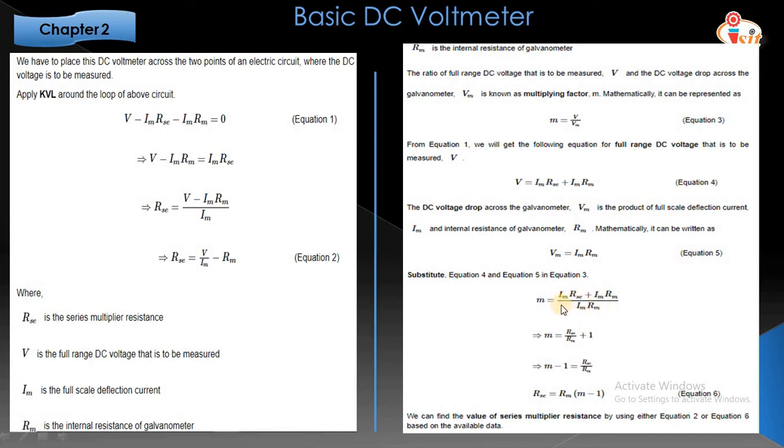Now separately divide Im Rm by Im Rsc and Im Rm. Now cancel this Im, and Im Rm becomes 1. Then the final value of Rsc is equal to Rm into (M minus 1).